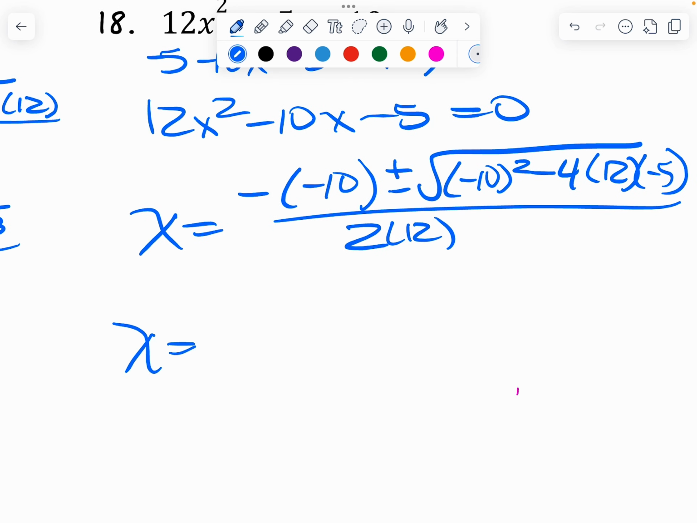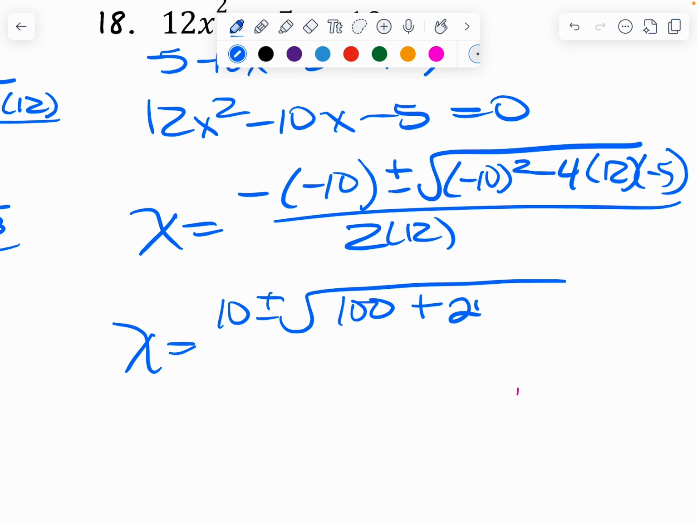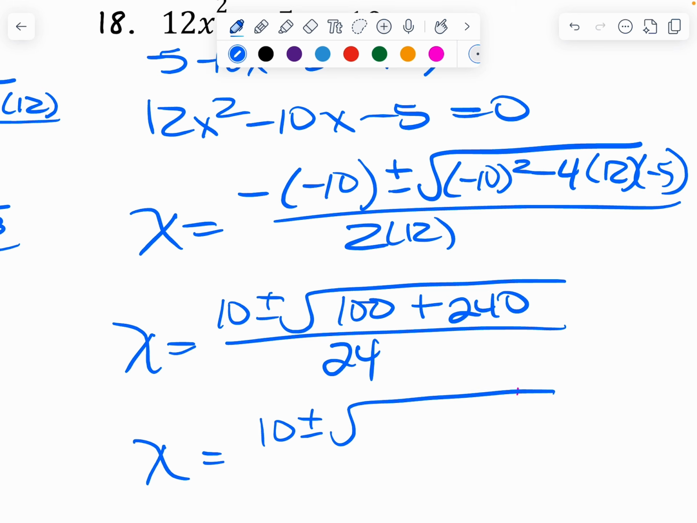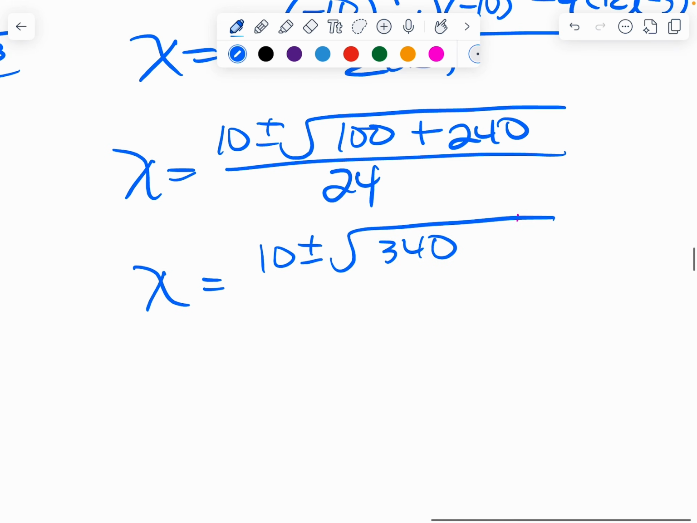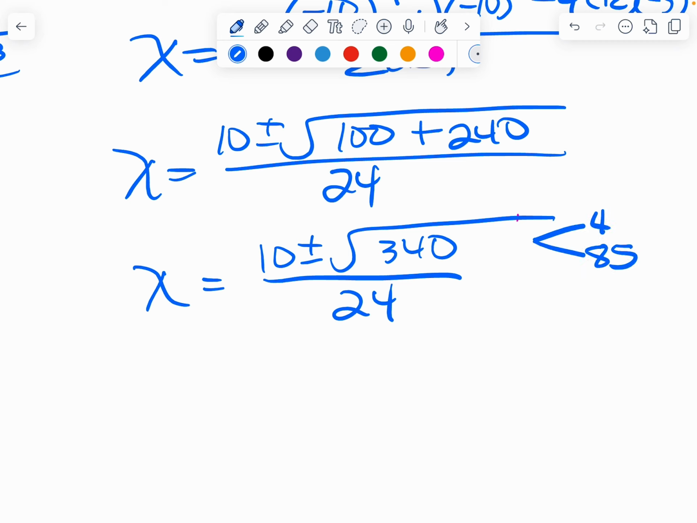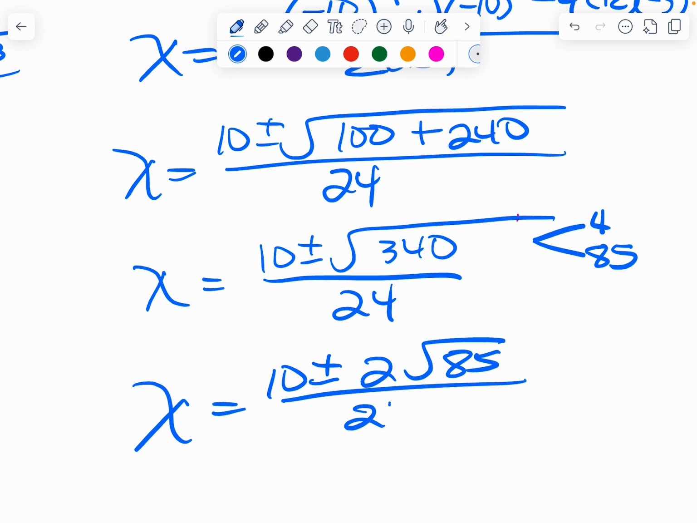So x equals 10 plus or minus the square root of 100 plus, that's 20, that's 240, all over 24. X equals 10 plus or minus the square root of 340, all over 24. Let's see, 4 goes into this 85 times. So x equals 10 plus or minus 2 radical 85 over 24.